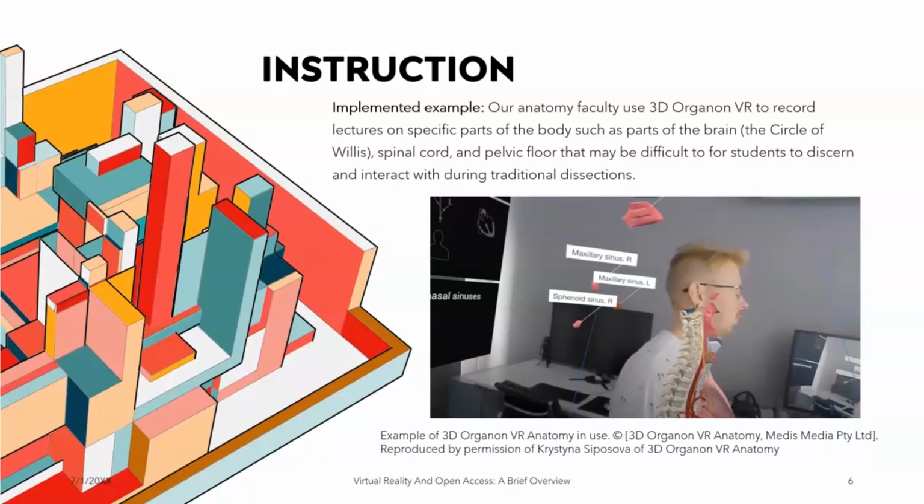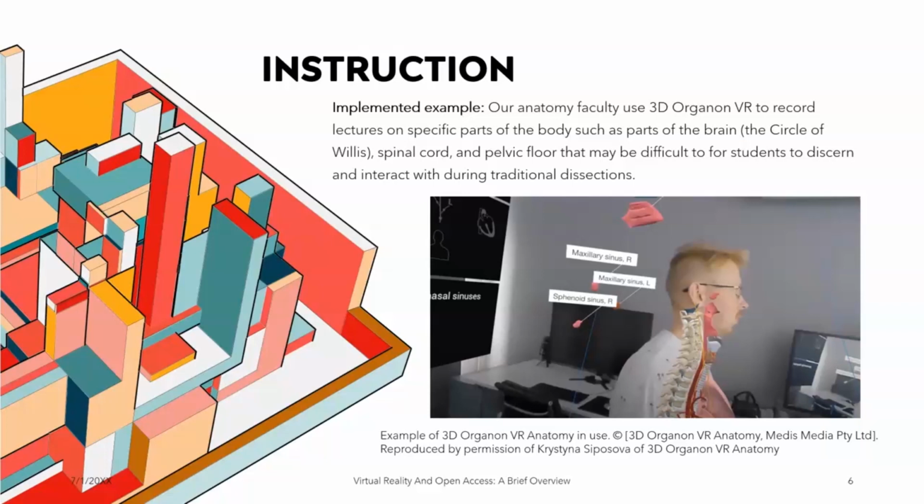For example, we've had lectures on parts of the brain, such as the circle of Willis, parts of the spinal cord, and the pelvic floor. And these parts have been targeted by our anatomy faculty because these are some areas that may be difficult for students to learn about and some areas that students may have historically struggled with on testing. So this allows our faculty to specifically target our students and their needs in their instruction and to do so with models that the students can clearly see and understand.